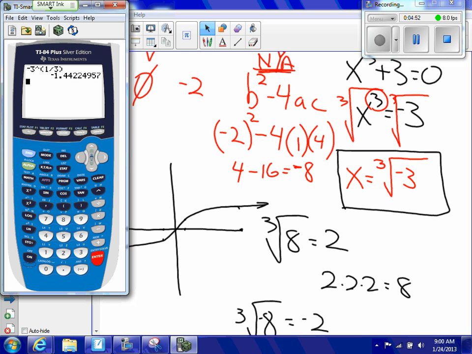And just to show you, if I did -3 to the 1/2 power, so I take the square root of -3, it's going to give me an error. Uh-oh. It's not supposed to do that. Okay, well, forget about the calculator part. It's okay to do it with a cube root. That's very odd.